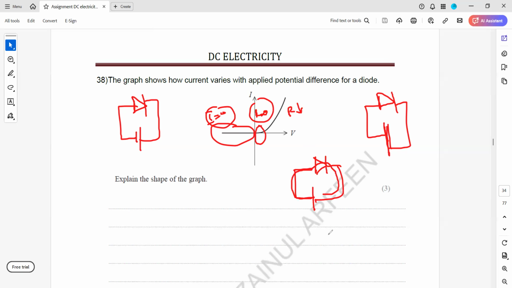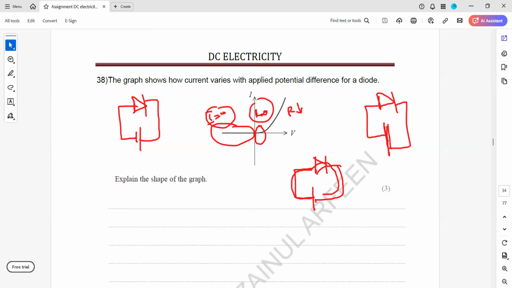So the points: first, the current is zero when the voltage is negative. The second is the current is only in one direction, and the resistance is infinite initially, or very high, for a small voltage. When the voltage increases, the current also increases, so the resistance of the diode is decreasing.